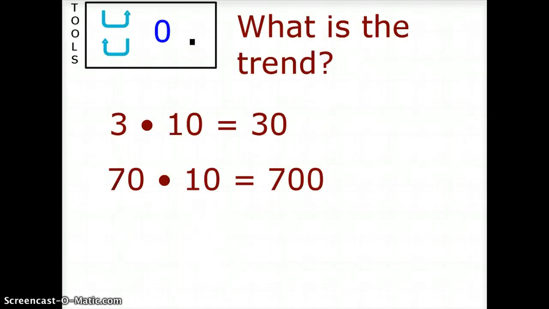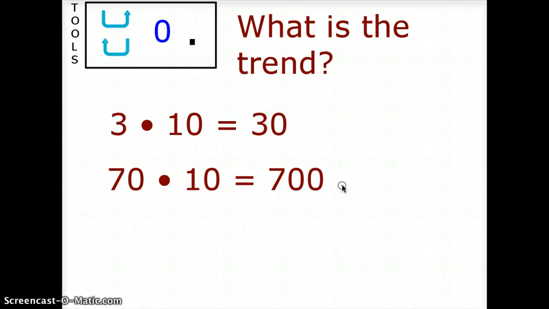So I'd like you to start by looking at these math facts that you know by heart. What is the trend here? I multiply the 3 by 10 and I get 30. I multiply the 70 by 10 and I get 700. Hopefully you notice that in both cases we're adding a 0.